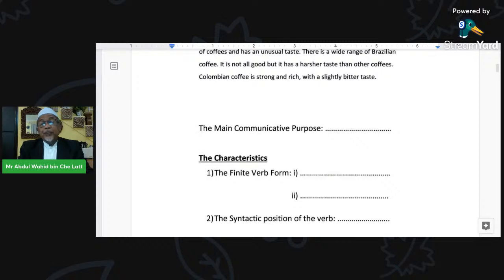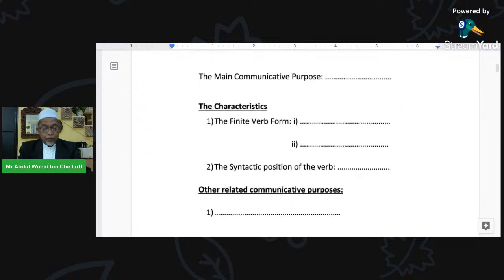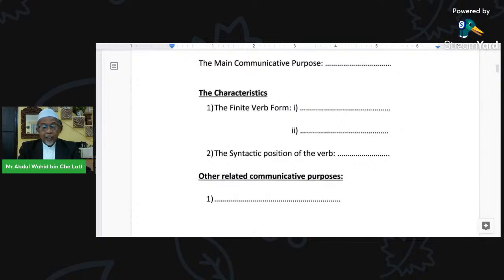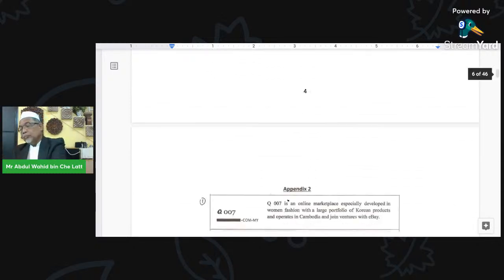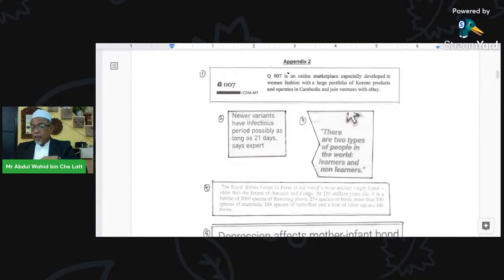Okay, for the syntactic position, you can write after the subject of the sentence. Okay, to reinforce the above concept and prove that the two criteria communicate a fact, let us look at Appendix 2, Extract 1.